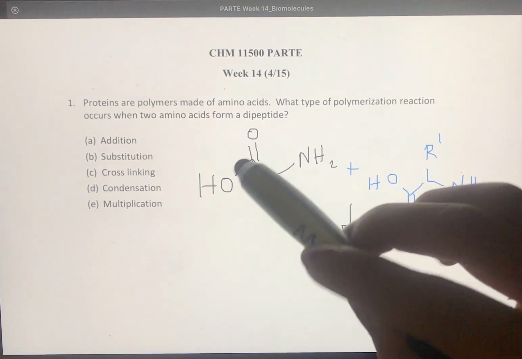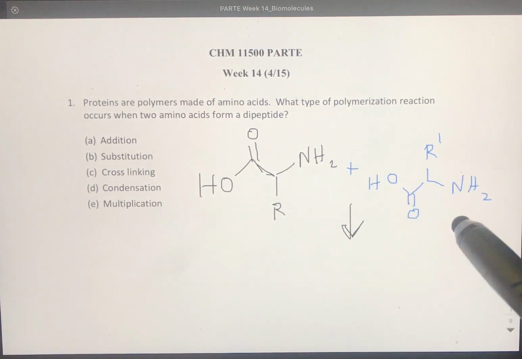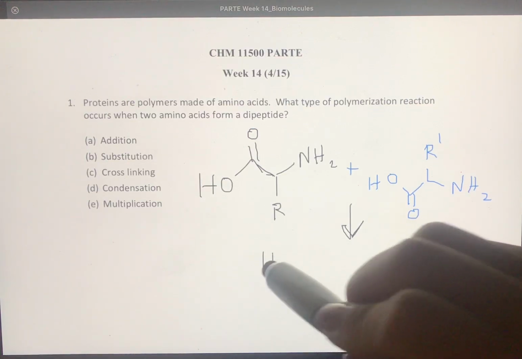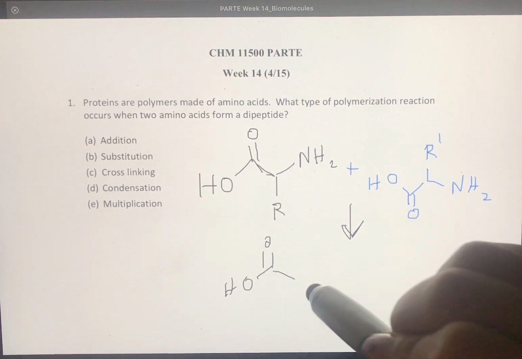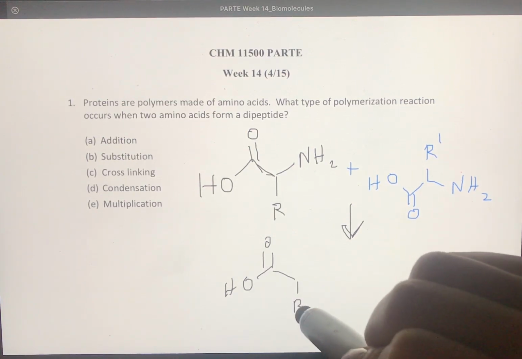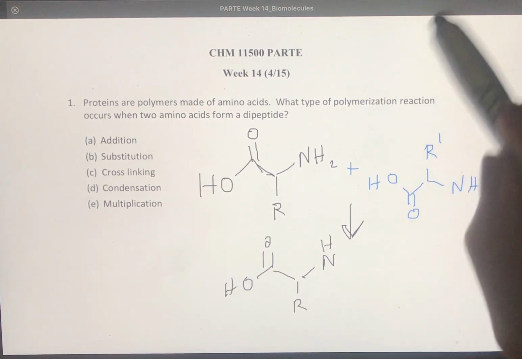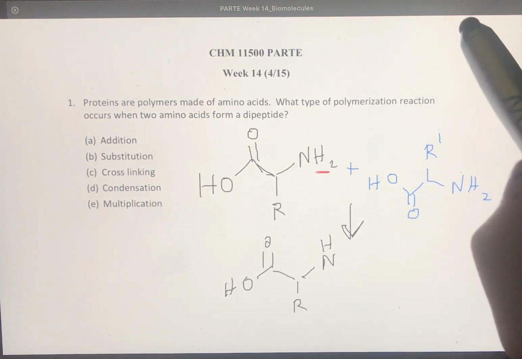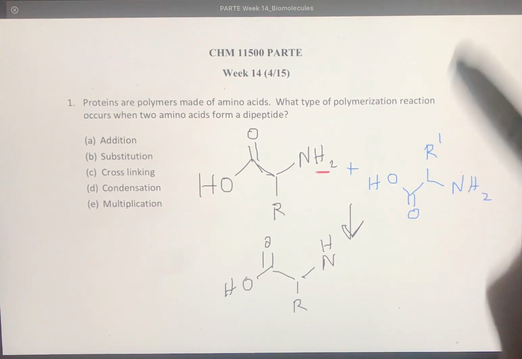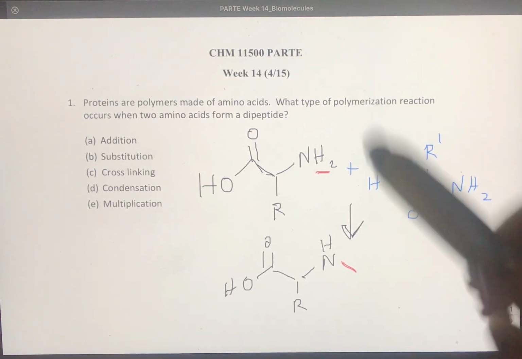And I will draw what comes from the black one in black and then the blue one in blue. So hopefully that kind of makes sense. We have the carboxylic acid that's still the same. We have the R group that's still the same. And then our nitrogen and only one of the H's, because one of these H's is actually lost. This is the linking bond that we just formed in red. You'll remember that's called an amide bond.